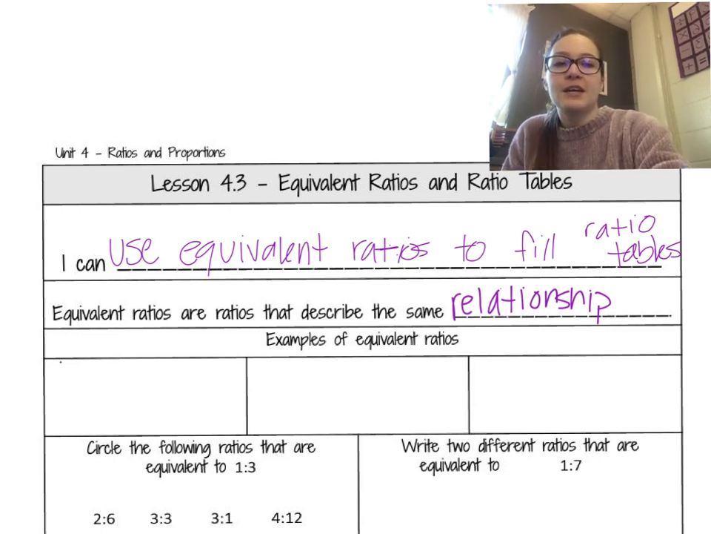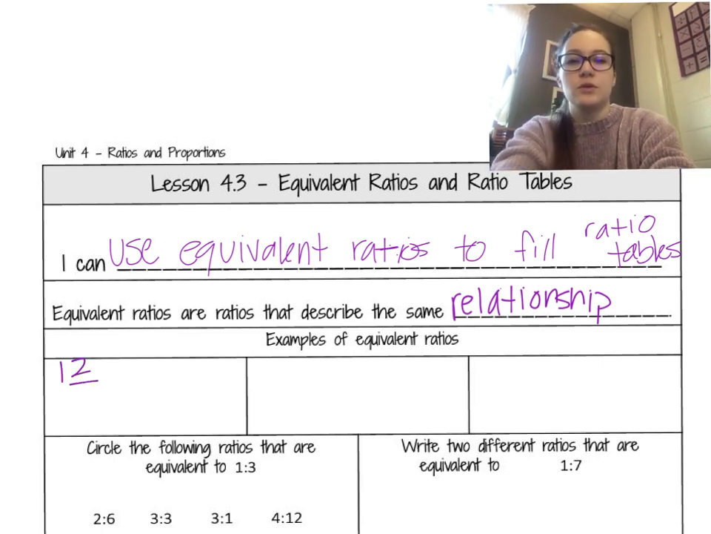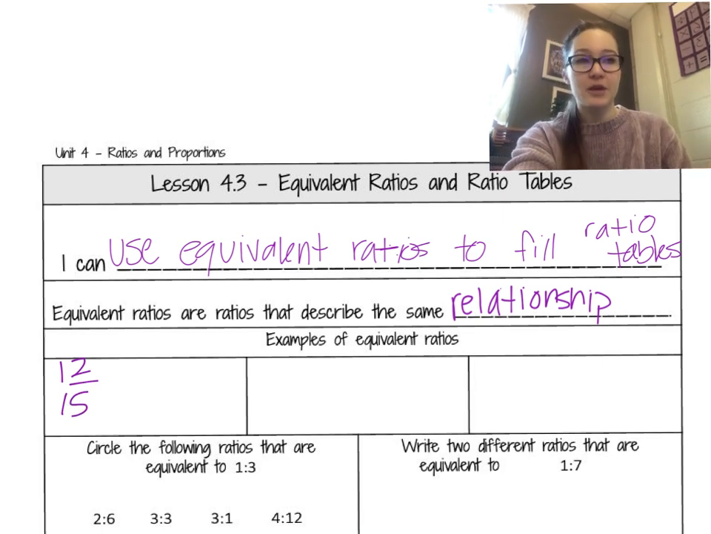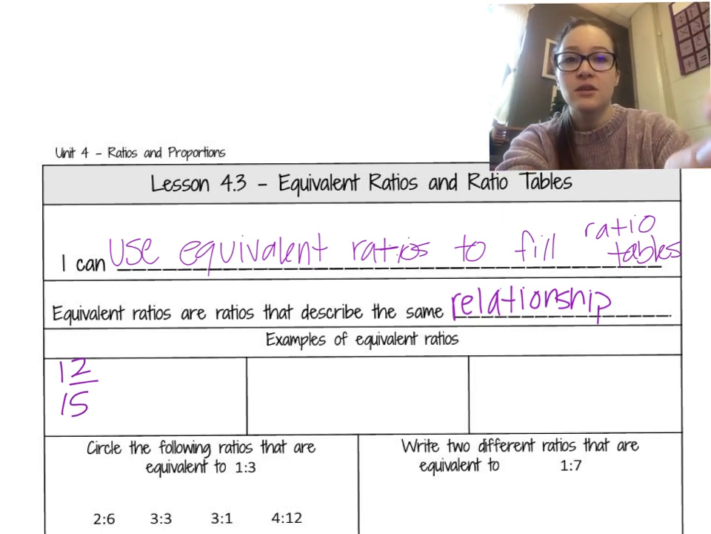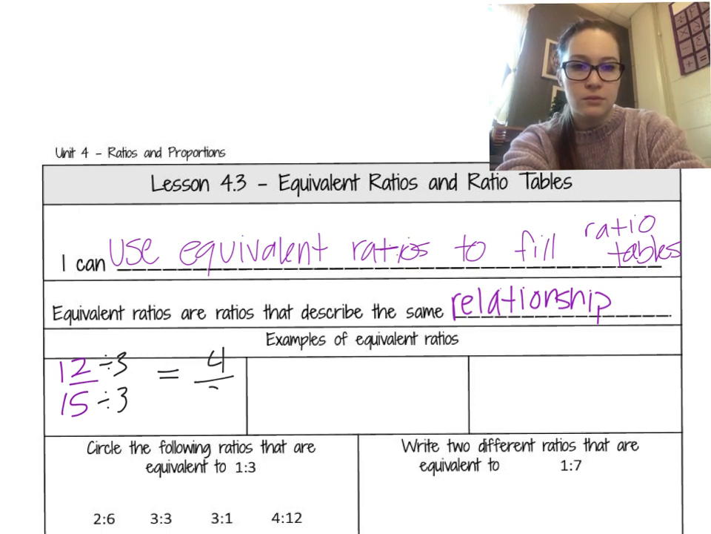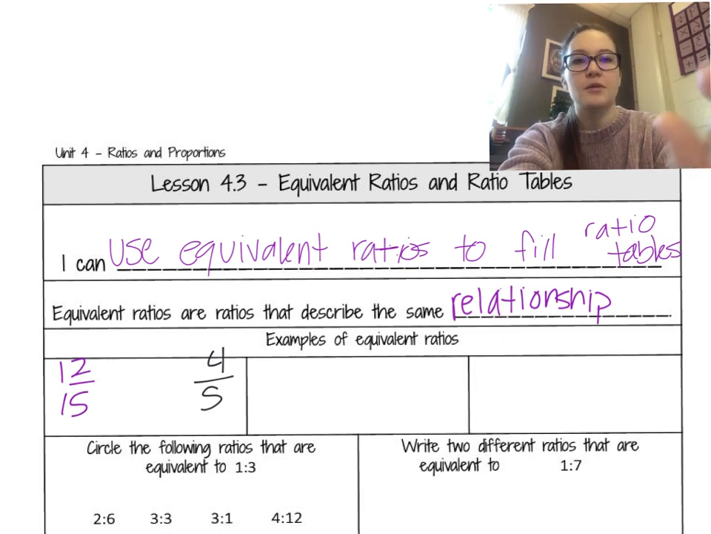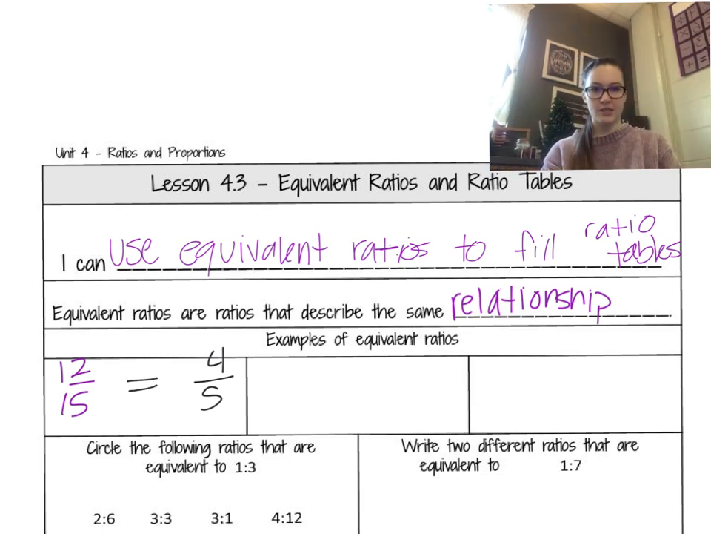Okay? So one way that we've seen equivalent ratios, equivalent means equal, describing the same thing, is when we reduced fractions. So if I have 12/15ths, remember that we can write ratios as a fraction. Okay, then I reduce that fraction by 3. So 12/15ths and 4/5 are the same, right? They're equivalent because I reduced it. That's when we've seen it before.